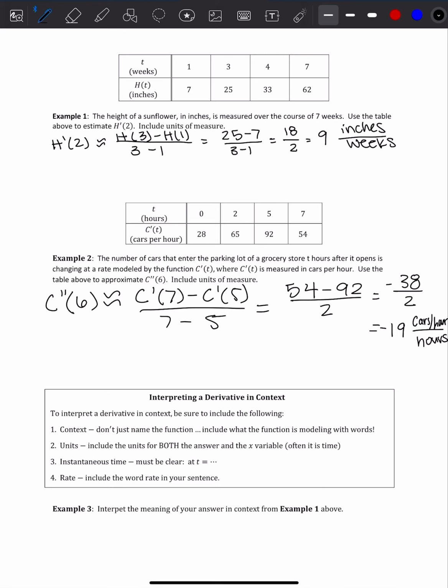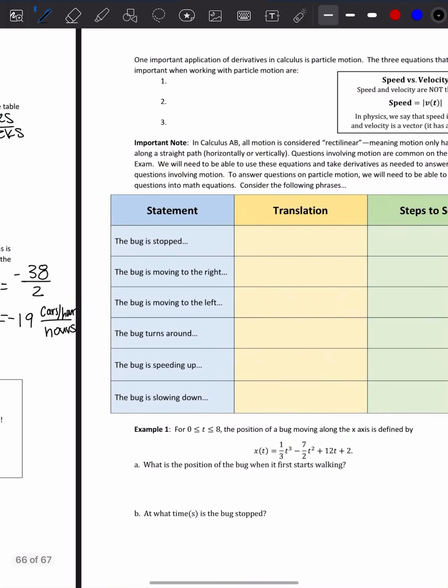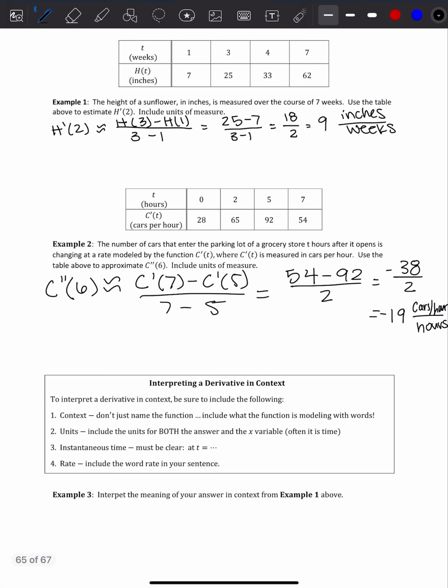So when we're kind of interpreting these different things, what we're doing is taking the context from the problem, looking at both units, and adding in what our problem would want to know about, what we're looking for. So when we look at this one, interpret the meaning of your answer in context from number 1. What we are saying is the height of the sunflower is increasing at a rate of 9 inches per week at t equals 2.